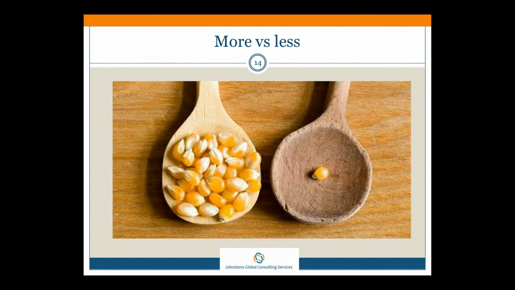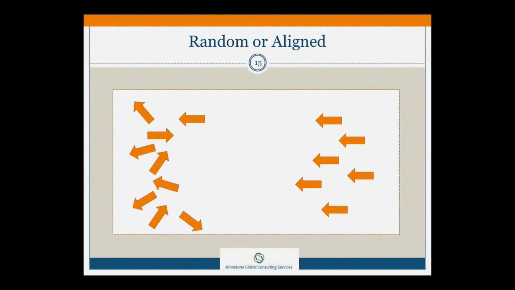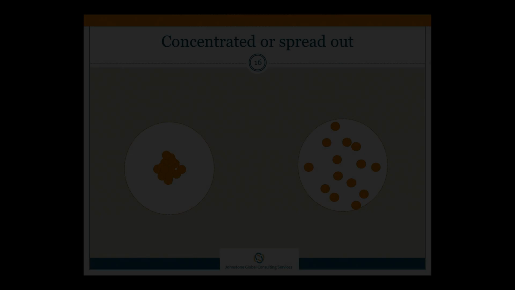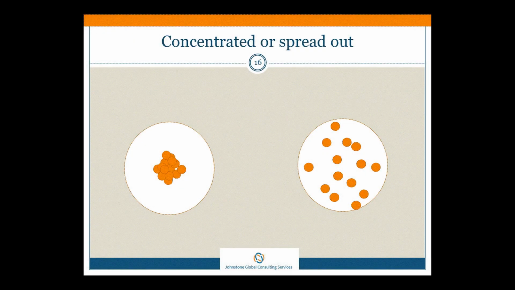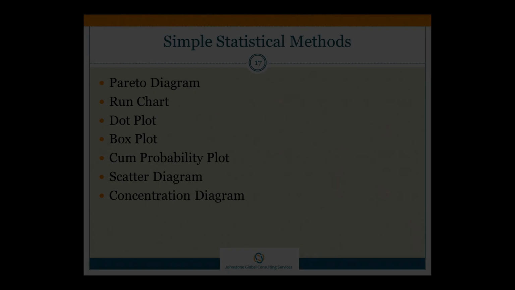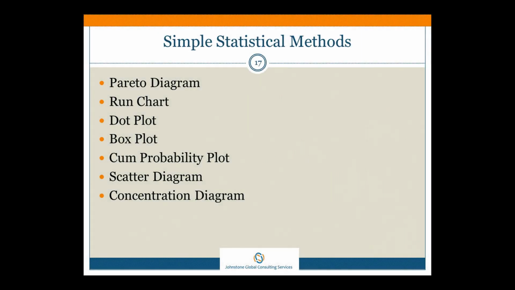Here's unpopped popcorn from two popcorn brand samples. Which spoon has more? Here are magnetic domains on two samples of magnetic material. Which set of arrows is more aligned? Here's a map of precincts voting in favor of a proposition. Which set of dots is more concentrated? Well, I think you're beginning to get the picture.